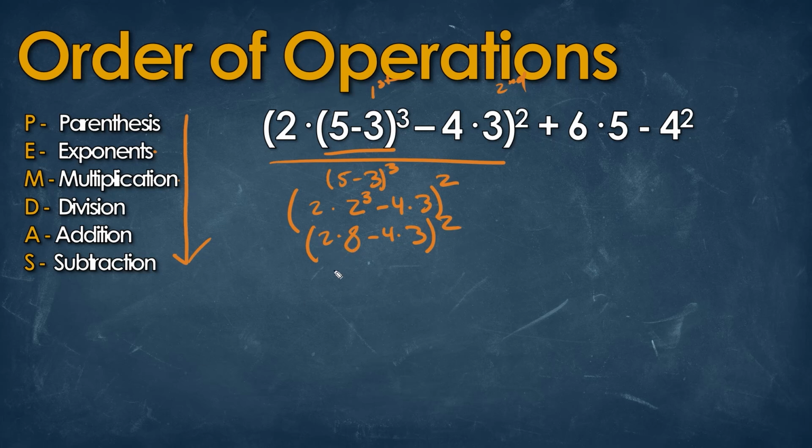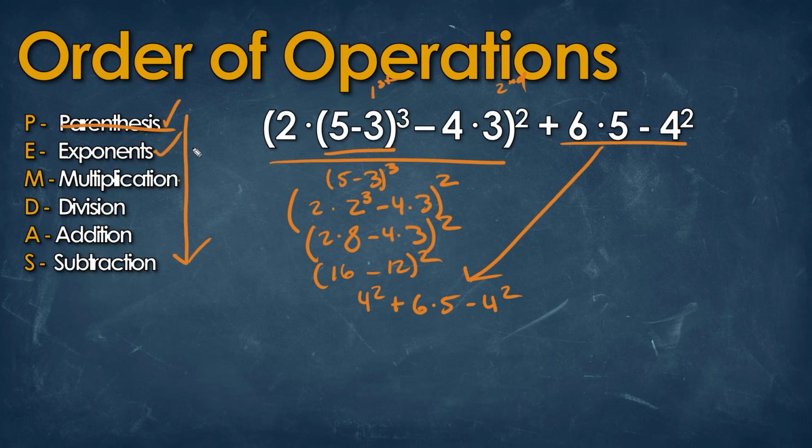2 times 8 will give us 16 minus 12. And that's in parentheses, and that's squared. So now we'll move on to subtraction. So that's going to give us 4 squared. But now we've actually taken care of all of our parentheses. So now we just have this leftover part here, which we'll add back in. So we have 6 times 5 minus 4 squared. So we're done with parentheses. We don't have that anymore.